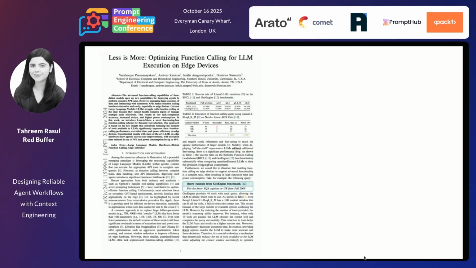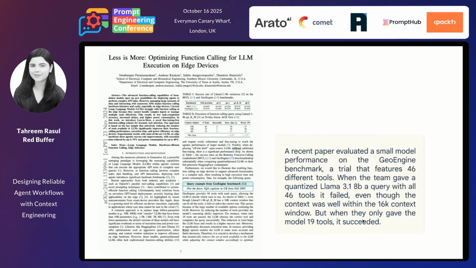This is one of the studies that was very interesting. It's called Less is More: Optimizing Function Calling for LLM Execution on Edge Devices. One of the experiments that the authors of this paper did was they evaluated a small model, the Llama 3.1 8 billion quantized model, on the GeoEngine benchmark. And this trial basically featured 46 tools. What the team found was that even with the 16K context window available, the model wasn't able to perform on this benchmark.